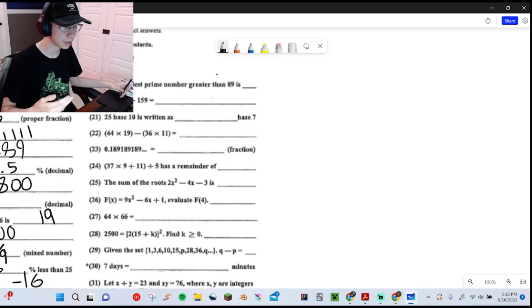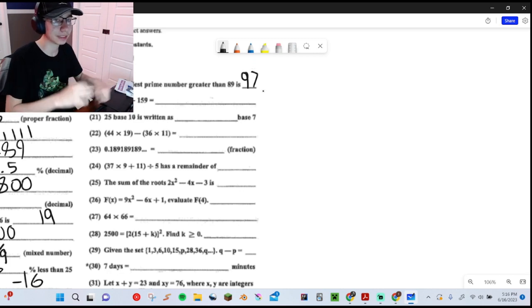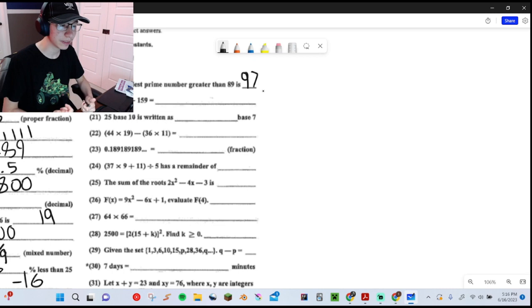We want to know the smallest prime number greater than 89. So it's got to be 97. If you don't have your prime numbers memorized, you can just think about each number. So no even number greater than 89. So it can't be any of those. Let me show you what I mean.